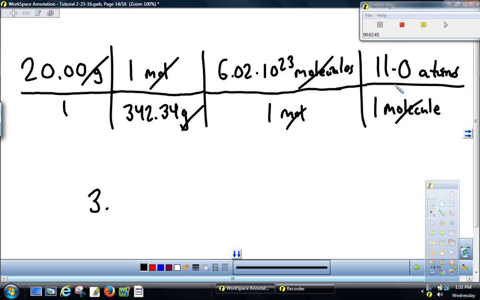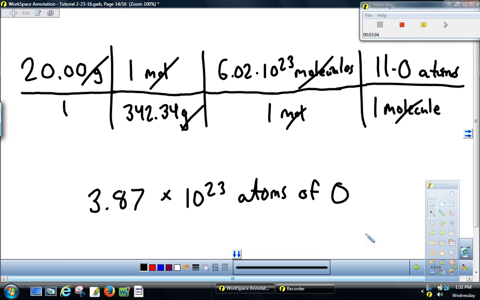These are counted numbers, so they have an infinite number of sig figs, compared to 3 sig figs and 5 sig figs. So we can only keep 3 sig figs in our answer. You should have gotten 3.87 times 10 to the 23rd atoms of oxygen. Alright.